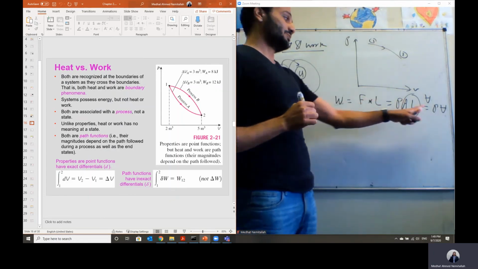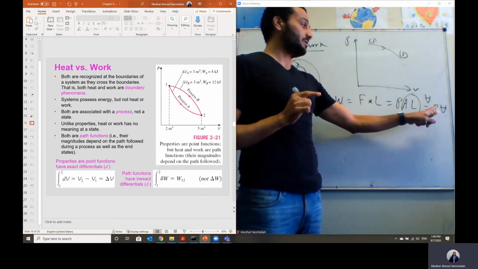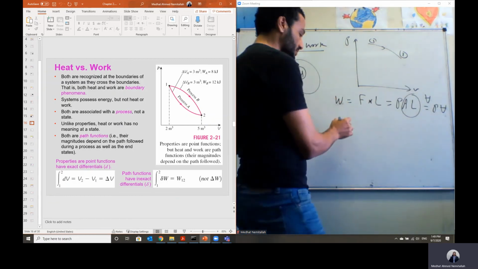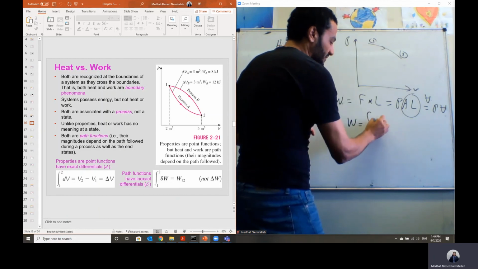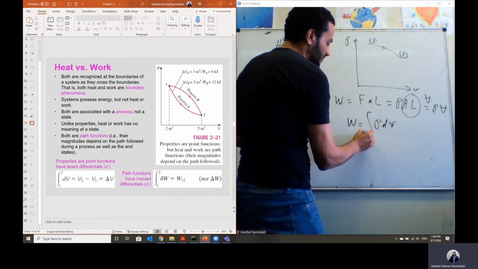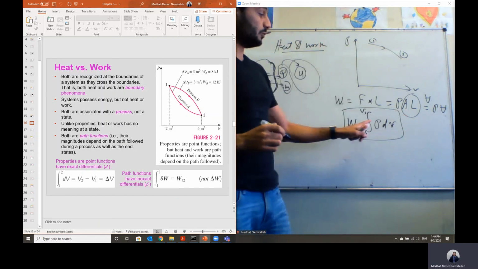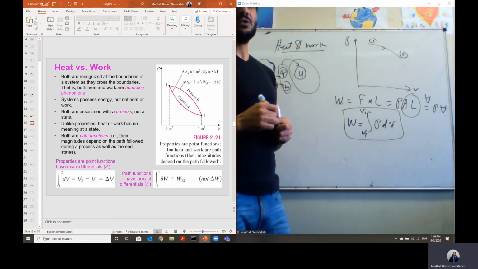But in most cases, pressure is not constant. Usually pressure is a function of the volume. Then in order to calculate the work, we have to integrate PdV from V1 up to V2. So for a closed system, work is equal to the integration of PdV.